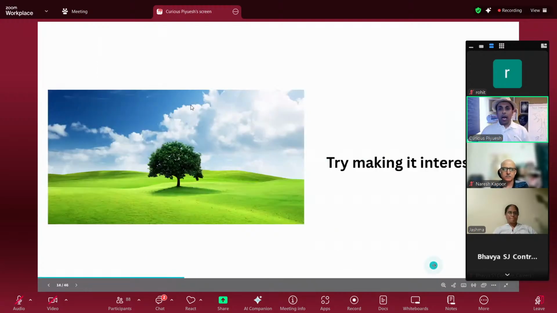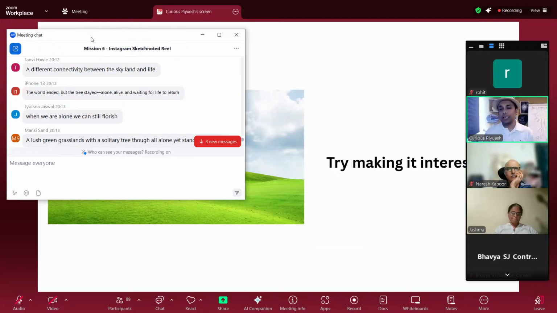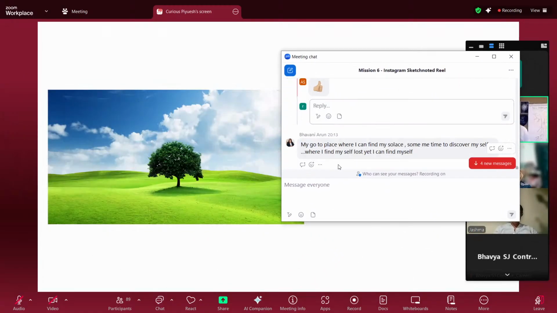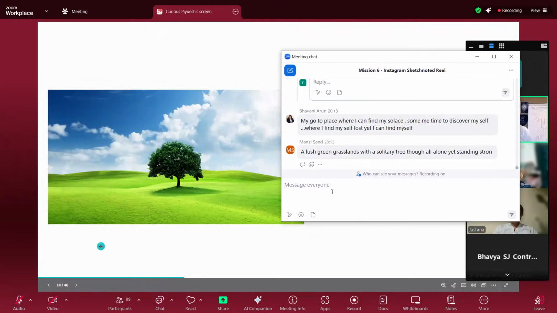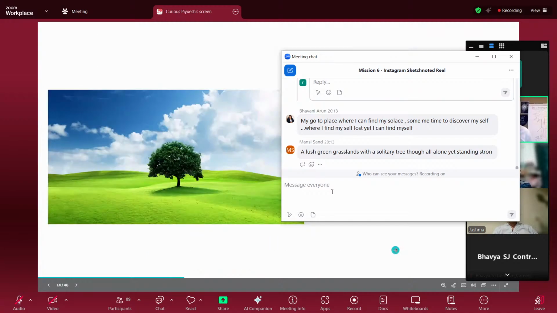Now, after telling you this, can you all give it a formal, conscious try to make it in a storytelling format? I've already told you that this is zero emotion, no story, just facts. You are stating a fact. Now, can you story tell this? All of you, give it a try. Can you story tell this?